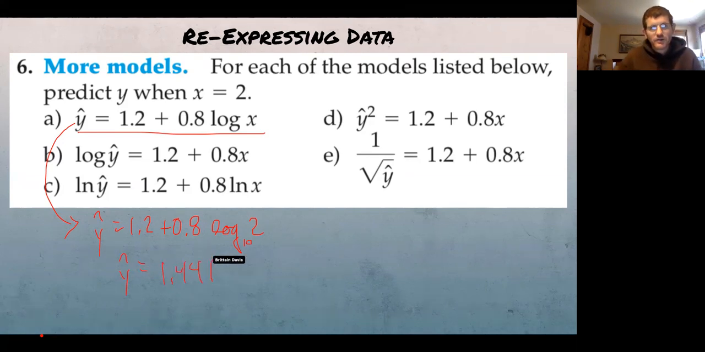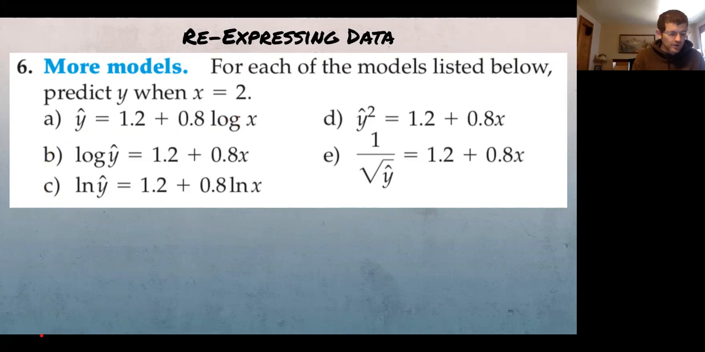I can't just plug 2 into that without the log. I can't just plug 2 and calculate. I have to do the log of 2. All right, hopefully that one's clear enough.